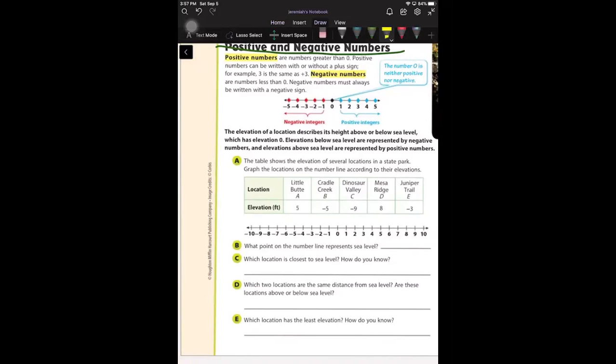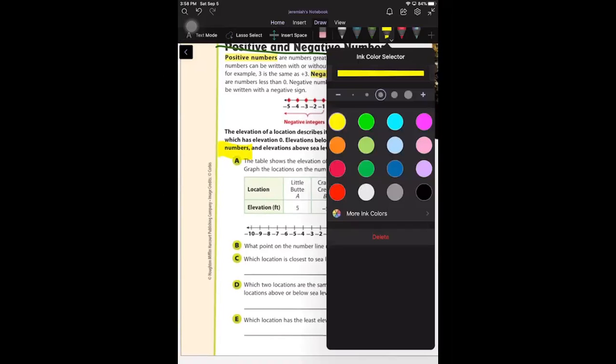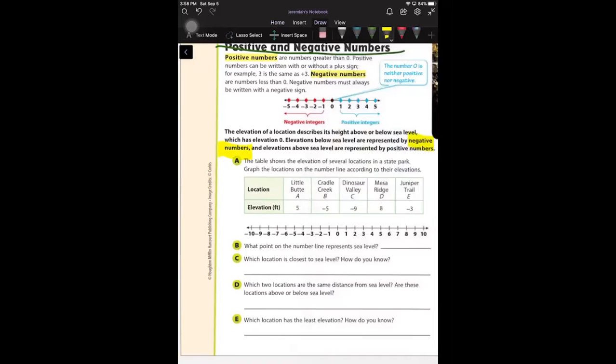The elevation of a location describes its height above or below sea level, which has elevation 0. Elevations below sea level are represented by negative numbers. Remember that. They're represented by negative numbers. And let's just make it simple. Elevations above sea level are represented by positive numbers. So here we go. The table below shows the elevation of several locations in a state park. Graph the locations on the number line according to their elevations.